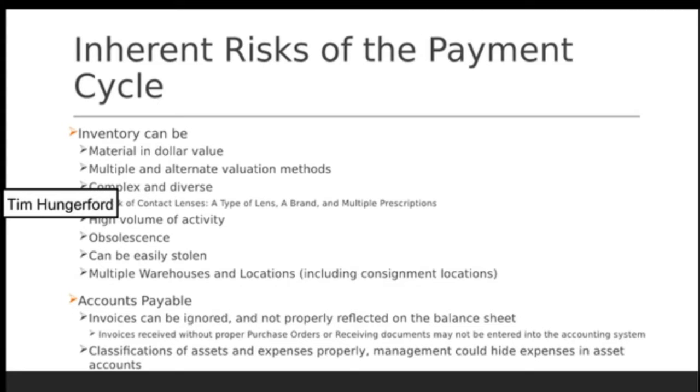So the inherent risks of the payment cycle include the following, especially related to inventory. You've got material dollar value, could be a ton of dollars in inventory. You'll have those multiple and alternate valuation methods that we just discussed. You'll have complexity and diversity. So think of contact lenses, all these little tiny contact lenses that are in boxes. You've got a type of lens, which could be some specialty type of lens, or some common lenses. You've got all of these different types of lenses.